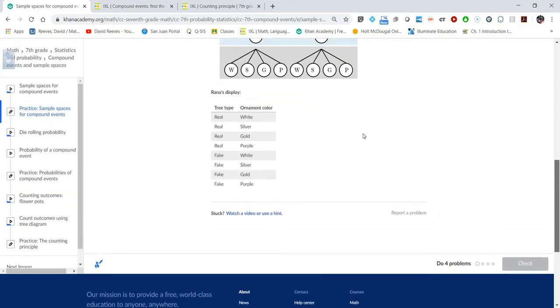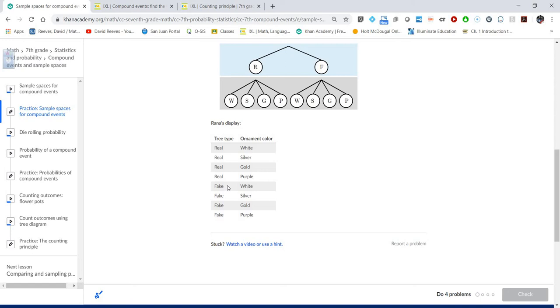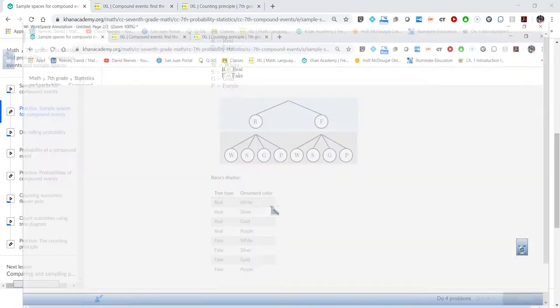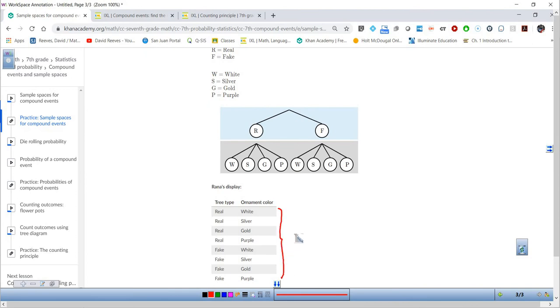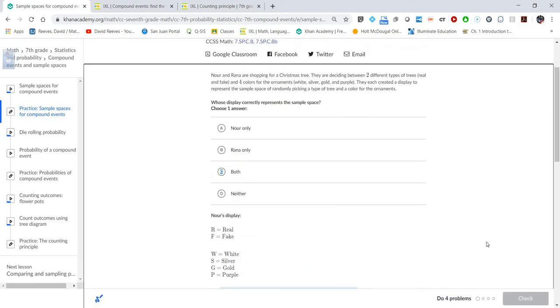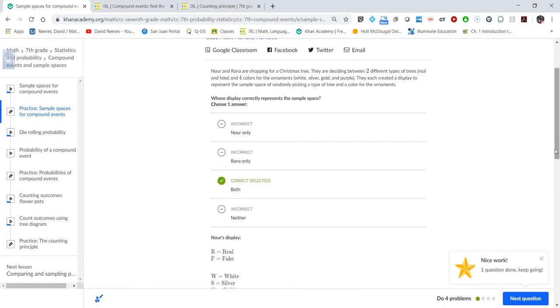All right, so let's go ahead then and take a look at Rana's display. So Rana has real white, real silver, real gold, and real purple, right? That part of her table here corresponds with those choices there. And then she has fake white, fake silver, fake gold, and fake purple. So if we take a look at these, they actually gave the same information. Again, right here, we have our 8 outcomes, right? They're just represented in a table. This one is a table, whereas the other one was a tree chart. Okay? So which one is correct, boys and girls? That's right. They are both correct. So we can check our answer and see that both are correct. Awesome. We did well.